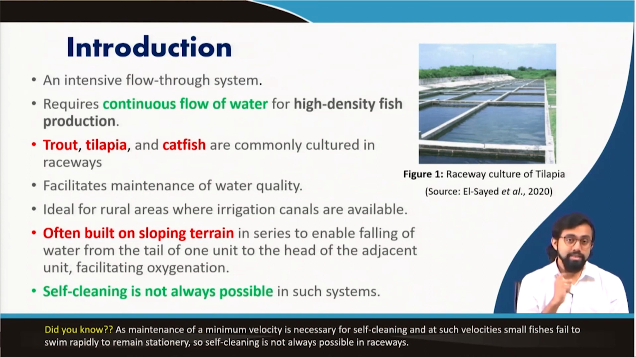and it has one issue, which I already discussed in the last lecture material as well, which is self cleaning. Self cleaning is not always possible in this kind of system, because if we want to go for self cleaning, we have to increase the velocity. What will happen is that the small fishes will fail to swim rapidly enough to remain stationary. So if we go ahead with self cleaning, it will cause our small fishes to be in a stress condition.